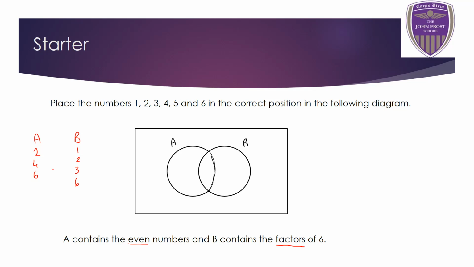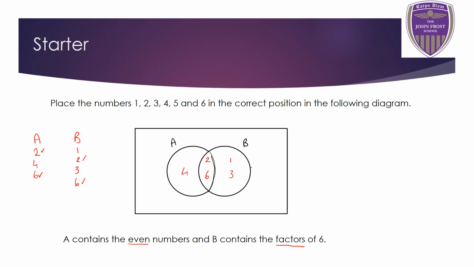Now, if I look carefully, I can see that in A, I've got the number 2, and 2 is also in B. So hopefully you put 2 in the middle here. And you've also got 6 that's in A and in B. So hopefully you've also put 6 in the center. What does that mean then? Well, it means from set A, the only one I haven't placed in circle A is the number 4. So hopefully you've placed that here. And then for B, the numbers 1 and 3 will be placed here.